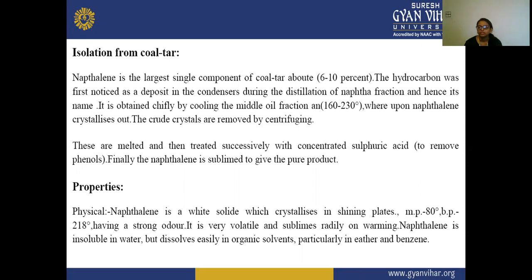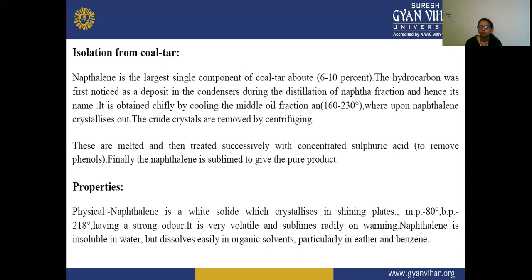So naphthalene is the first and largest single component that has been isolated from coal tar, and it is present in coal tar at about 6 to 10%. It was first deposited in the condenser during the distillation of the naphtha fraction, and after that it was named naphthalene.